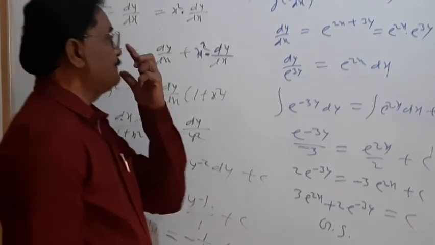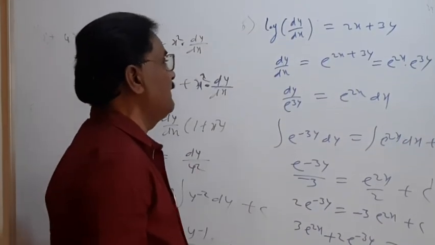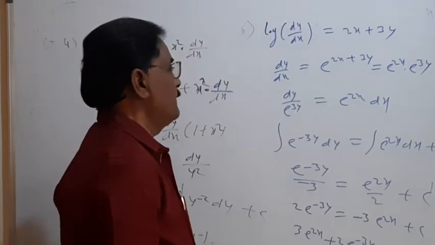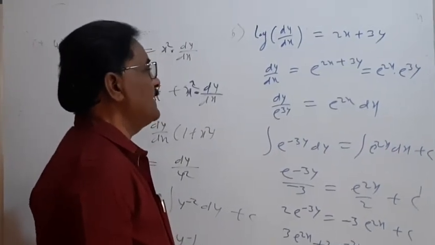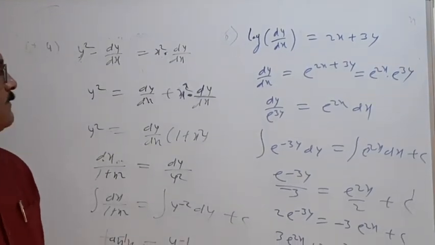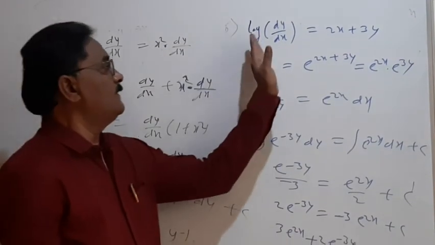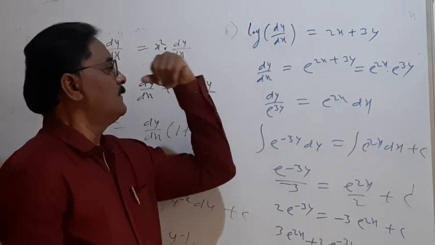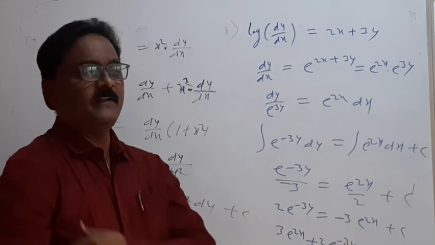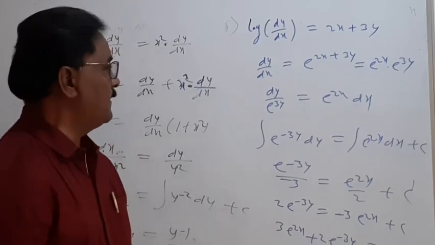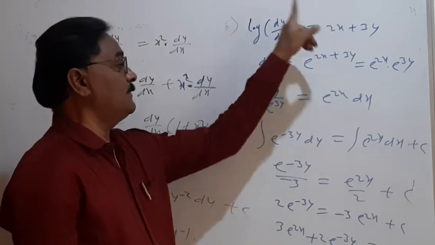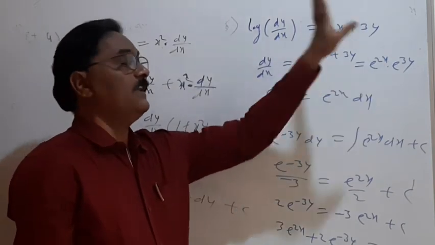Another example, to solve the differential equation log of dy by dx equal to 2x plus 3y. Log of dy by dx is equal to 2x plus 3y. If log is transferred to the right hand side, then exponential. The relation between the logarithm function and the exponential function is that dy by dx is equal to e to the power 2x plus 3y.